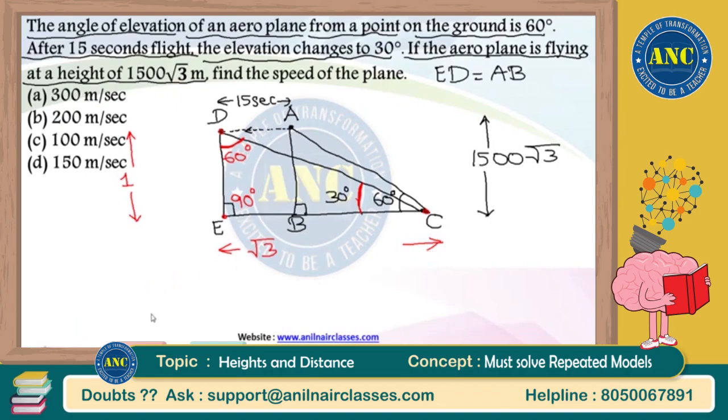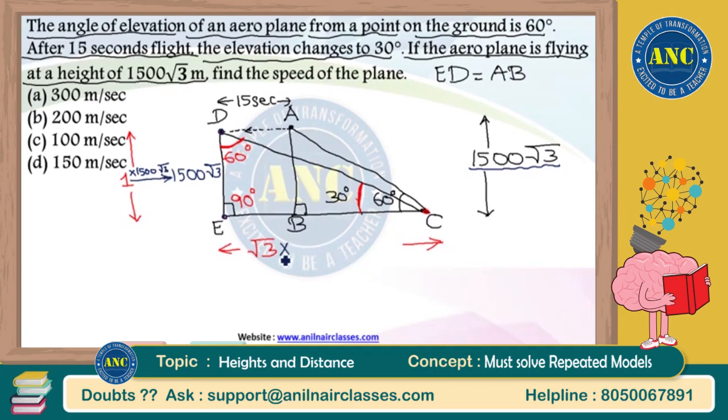But according to my assumption, the side opposite to 30, that is nothing but DE, is 1 unit. But according to the question, DE is given as 1500 root 3 units. According to my assumption, it is 1. According to the question, it is 1500 root 3. 1 should become 1500 root 3. 1 into which number is 1500 root 3? 1 into 1500 root 3 is 1500 root 3.